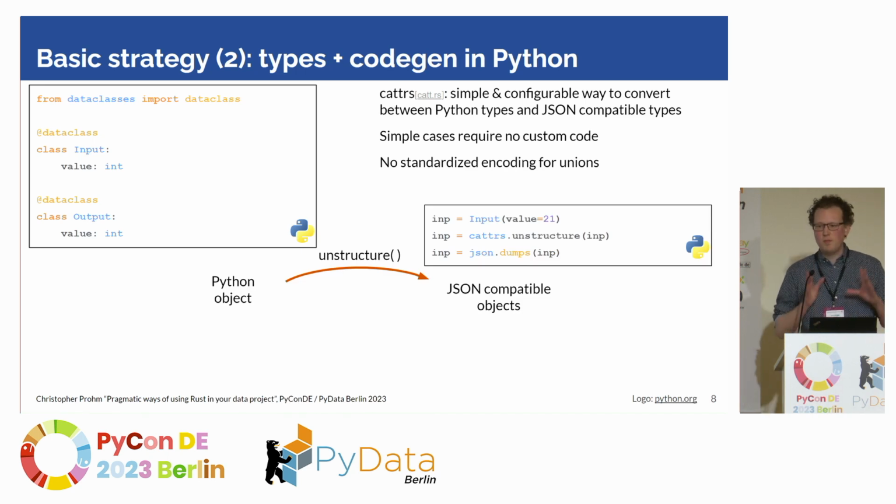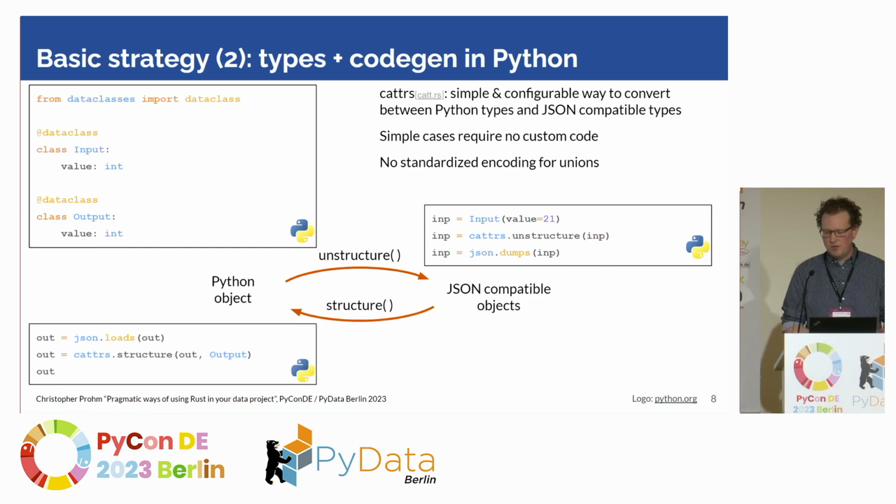If you go from Python objects to JSON compatible objects, so to say, you can use the unstructure call. What it does is take your data class in, and then essentially return something that is like plain old Python dictionaries and lists. And then you can use json.dumps to get a JSON string. If you want to go the other way around, you just use structure: you load your JSON string, then you structure it into the output, so you get back your output data class that you then use in your code, so your domain objects. And that's essentially everything you need for the Python side. All we needed to write were the type definitions, the rest is taken care of by the type hints.